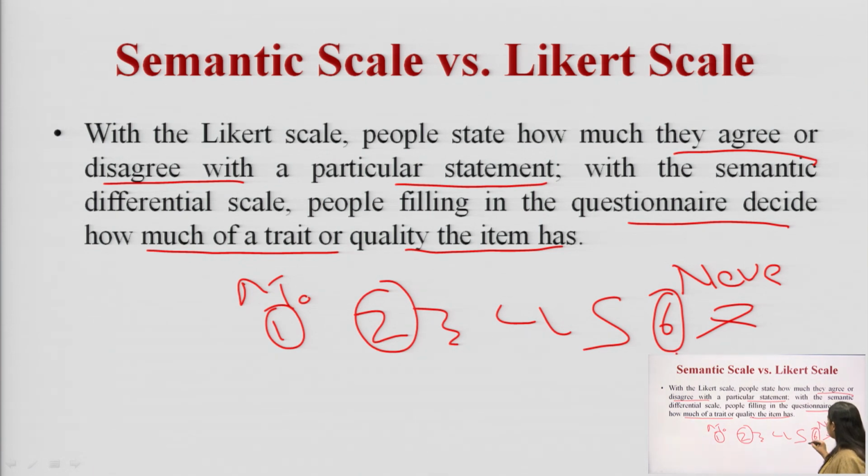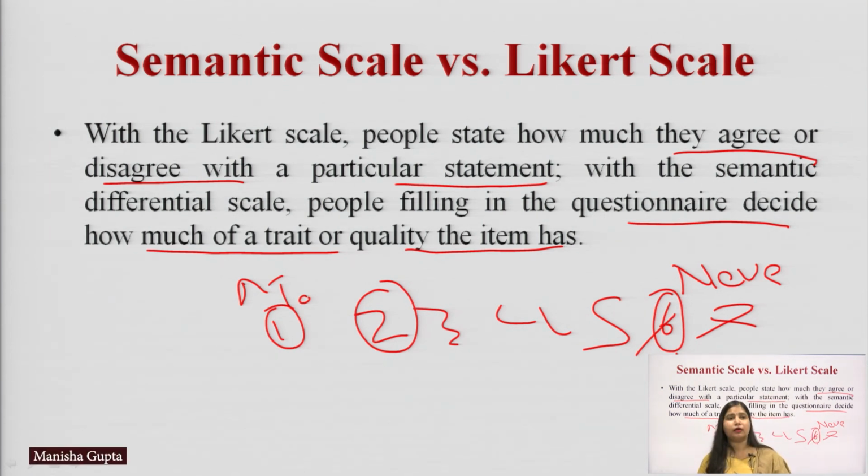If you choose 6, you are showing how much you like it, that is, the quantity. Here you get the quantity of how much the customer likes and how much the customer does not like it. So in the semantic scale we get information about how much we like or dislike, and in the Likert scale you only get how much you agree or disagree.